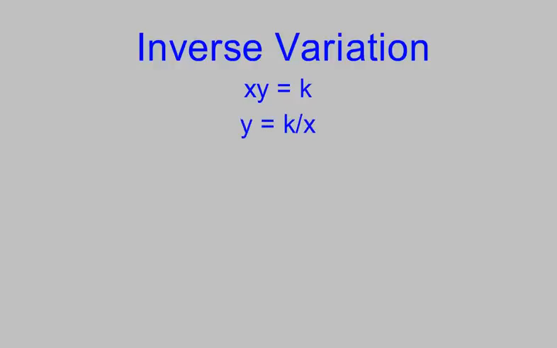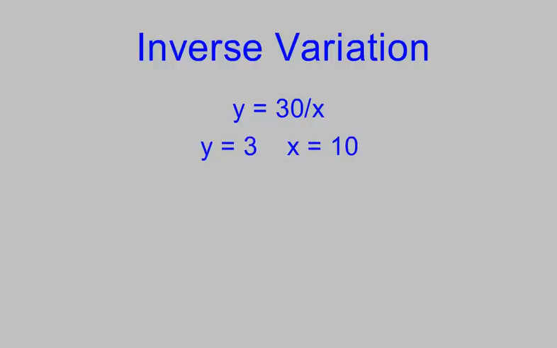Numbers vary inversely if the product of the 2 variables is constant. For instance, x times y yields k, a constant. In this case, if you divide that constant by one of the variables, you'd get the other variable. For instance, y would equal k divided by x. Let's say the product of x and y is 30. Well, in that case, if you have y equal to 3, x would be 10. If y is 10, x would be 3. And if y is 6, x would be 5. And you divide the constant by one of the variables to find the other variable.